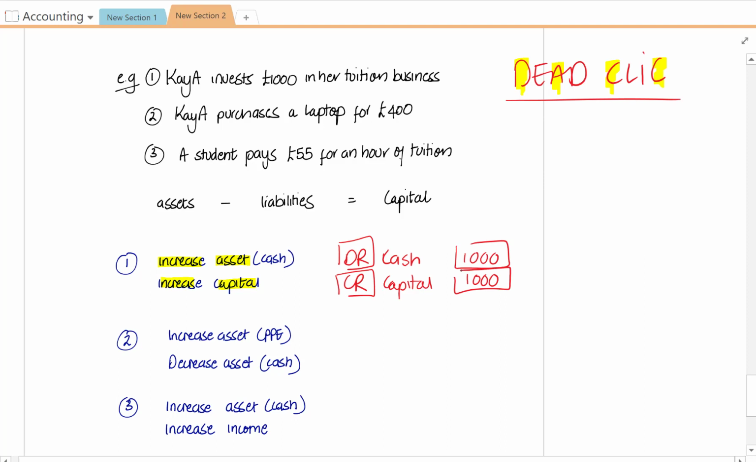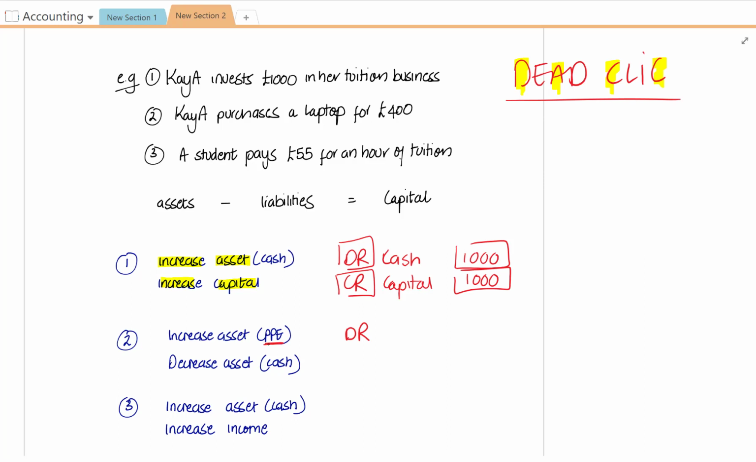In a very similar way, let's think about the second transaction, the purchase of the laptop. We agreed that the purchase of the laptop for £400 was an increase to an asset, but at the same time, it was a decrease to an asset because the payment would be in cash. So applying DEAD CLIC, we need to increase an asset. Again, we've got the A there. To increase an asset, we debit.